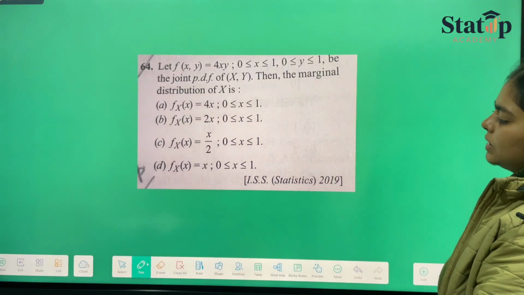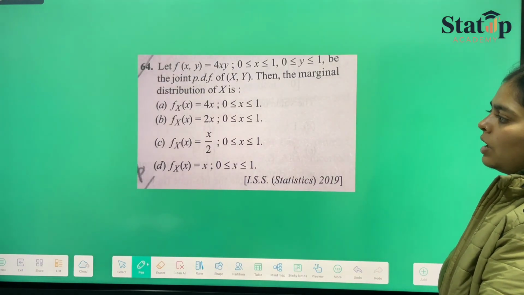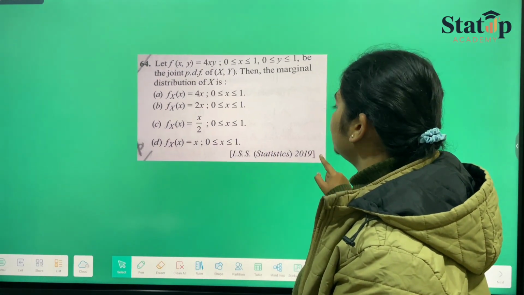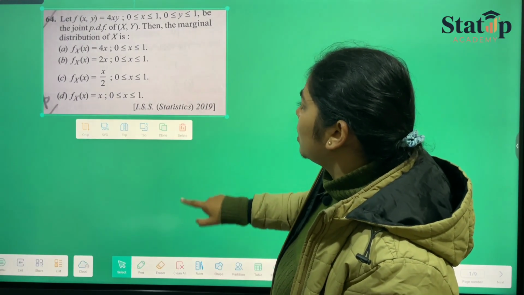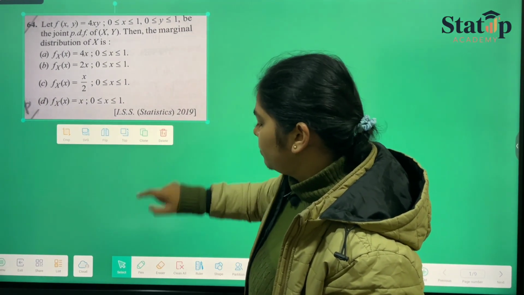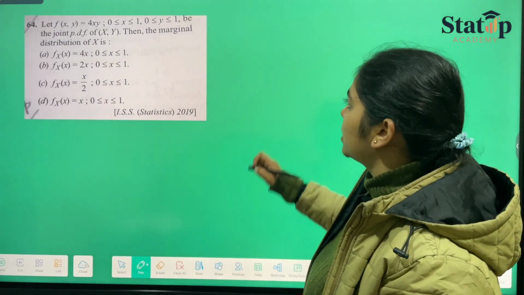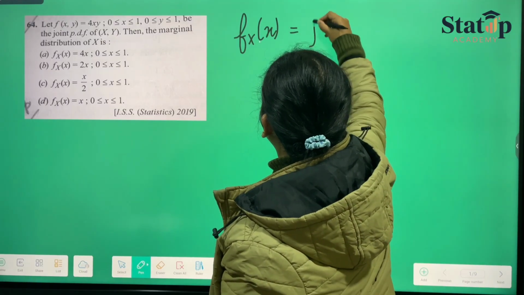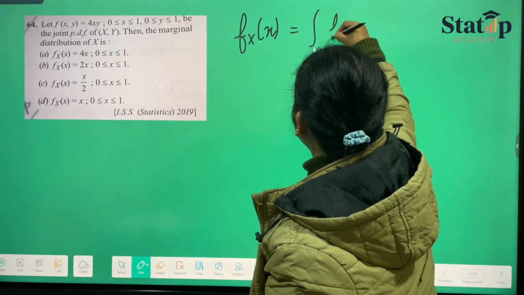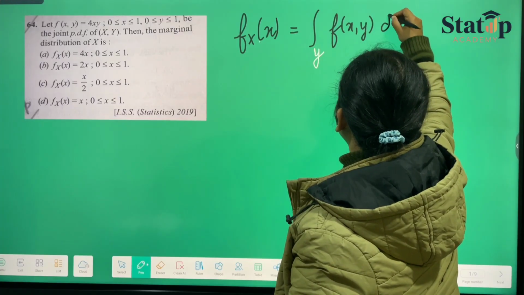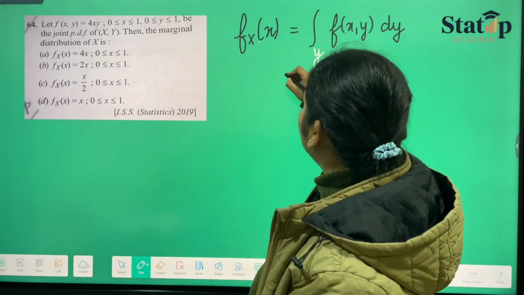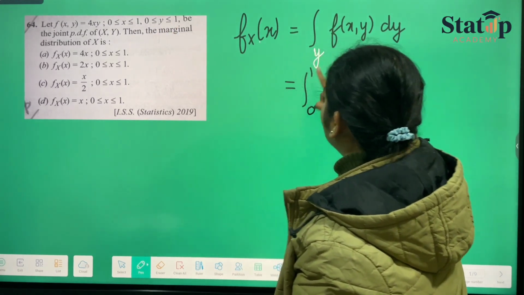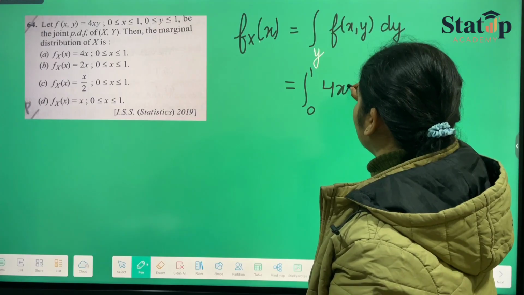Now moving forward, this is the 2019 PYQ of our ISS paper, and see how easy a question they have asked in the examination. They have given us a joint PDF, and they have asked us the marginal distribution of x. Now we have done that the marginal distribution of x is nothing but the integration over y of the joint PDF f(x,y) with respect to dy. So here the limits of y you can see are from 0 to 1. So we can write 0 to 1, f(x,y) they have given us 4xy dy.